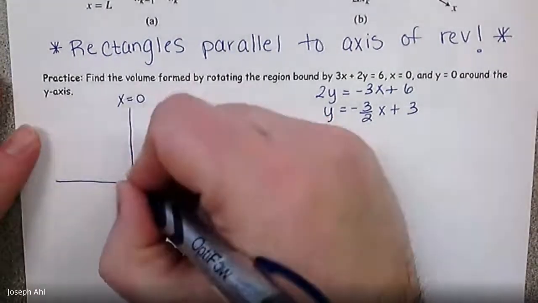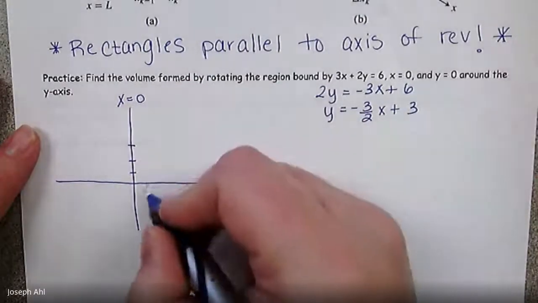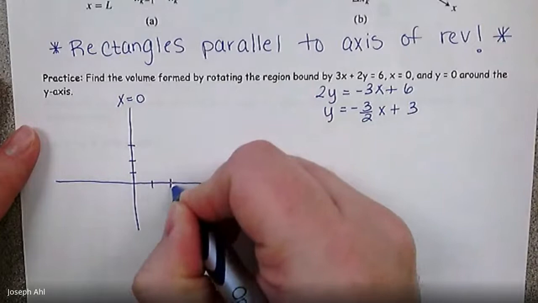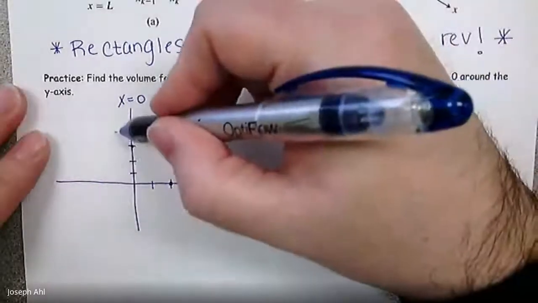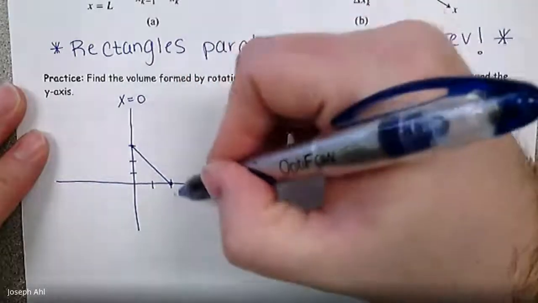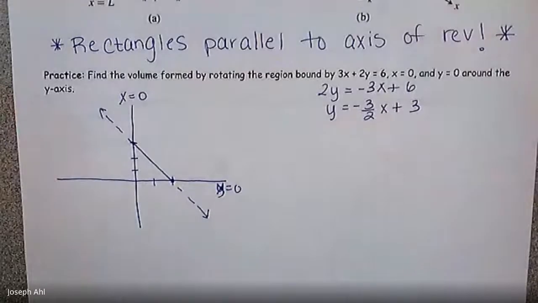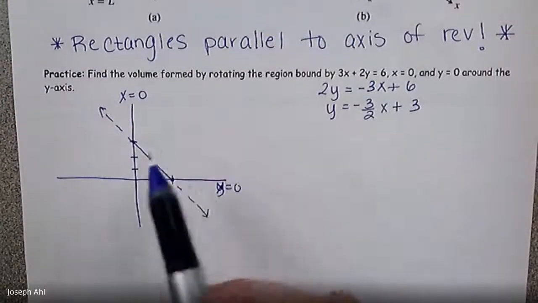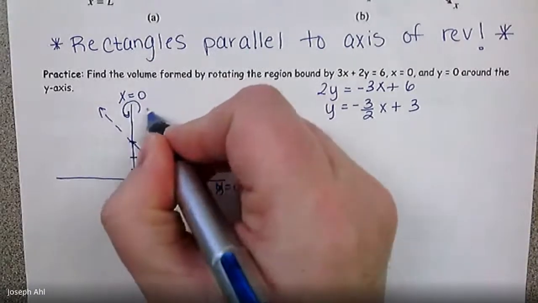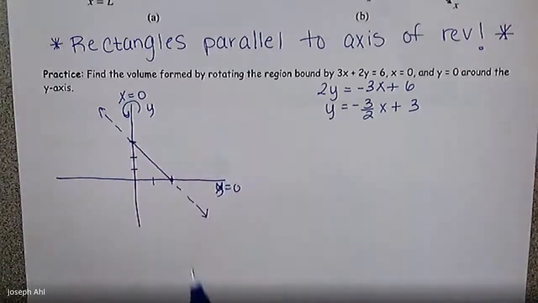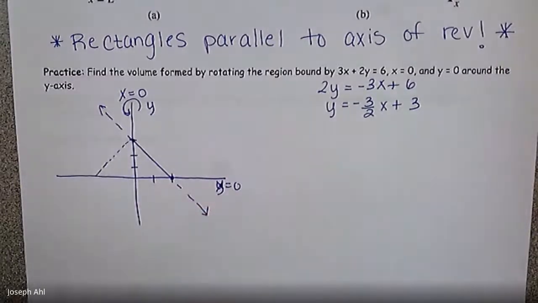That's a line that has a positive y-intercept, and the slope of negative 3 halves would make the x-intercept of the line at positive 2. So we're going to get this region right here. Here's the line. We're going to take this area right here and spin it around the y-axis. And when I rotate around that way, we're going to get this sort of cone-like shape, right?